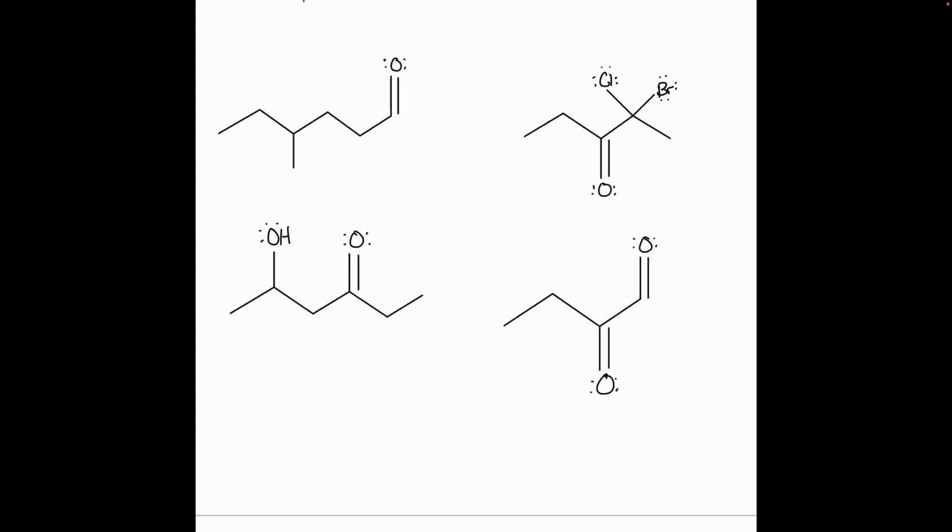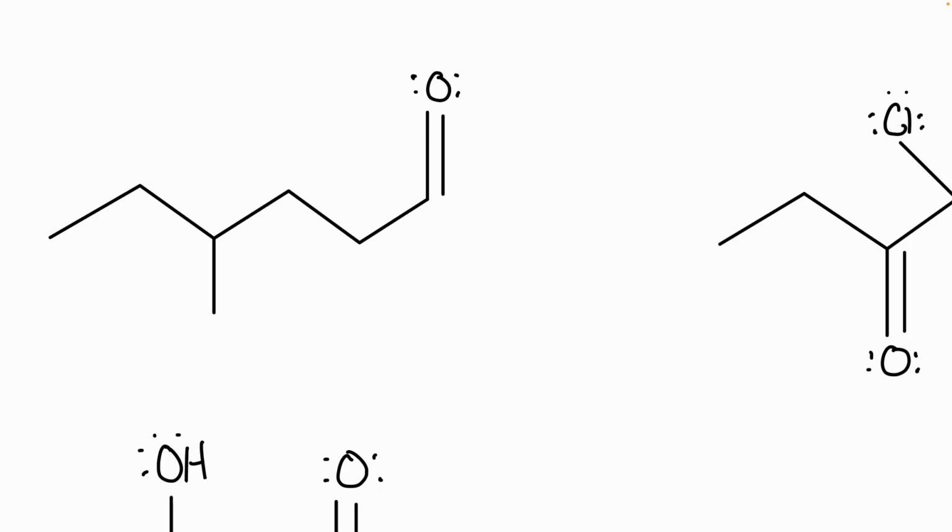Let's go through these. I'm going to find my parent chain, my longest continuous set of carbons. And actually, just to take a step back, do I have an aldehyde or a ketone? Aldehyde. So I have my 6-carbon parent chain. I have my aldehyde functional group here, so I'm going to use that -al ending.